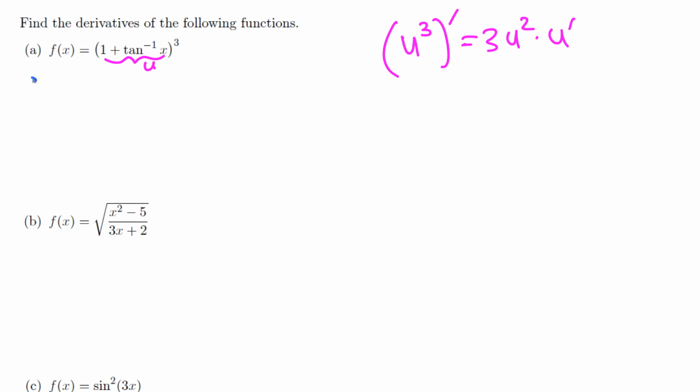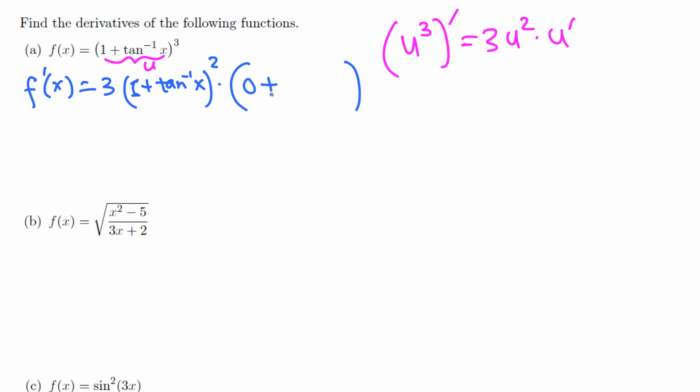That means in this case the derivative is 3 times this quantity (1 plus tangent inverse x) squared, times the derivative of the inside. The derivative of 1 is 0 plus, we don't have to write it, the derivative of tangent inverse x. So you need to know the formula. The derivative of arctangent, or tangent inverse, is 1 over 1 plus x squared. And 0 plus this fraction is itself. Do not try to simplify.